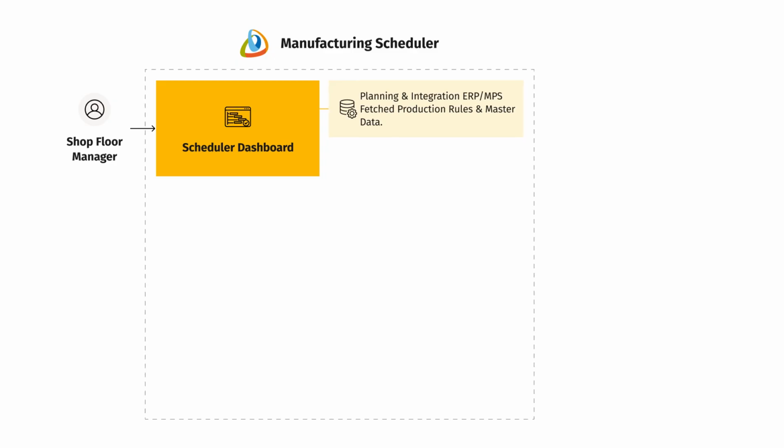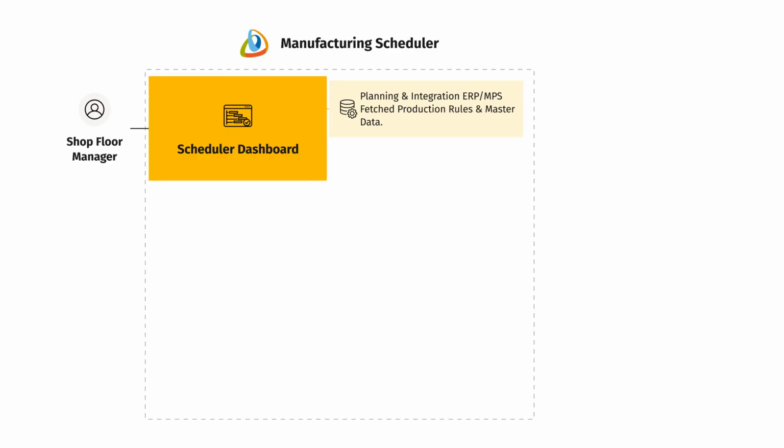We begin with planning inputs coming from ERP and MPS systems. Production orders, deadlines, calendars, and capacity expectations flow directly into the scheduler. Alongside these, the system incorporates production rules and master data: routings, setup times, operator skills, and business constraints, so it understands exactly how the factory operates.